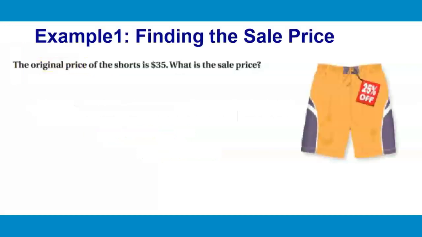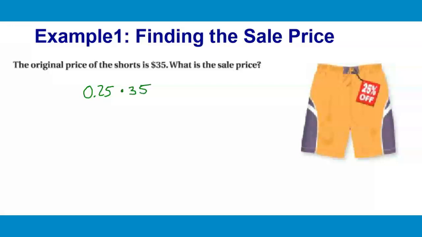So let's look at the first example here. So here's a nice pair of shorts there. It looks like they're LA Lakers, if you're a fan of the LA Lakers. So finding the sale price. The original price is $35. What is the sale price? Well, if we look at the tag, it says 25% off. And a discount is a decrease in price. So we're going to start with our percent, 0.25, and it's 25% off of the original price. The original price is 35.